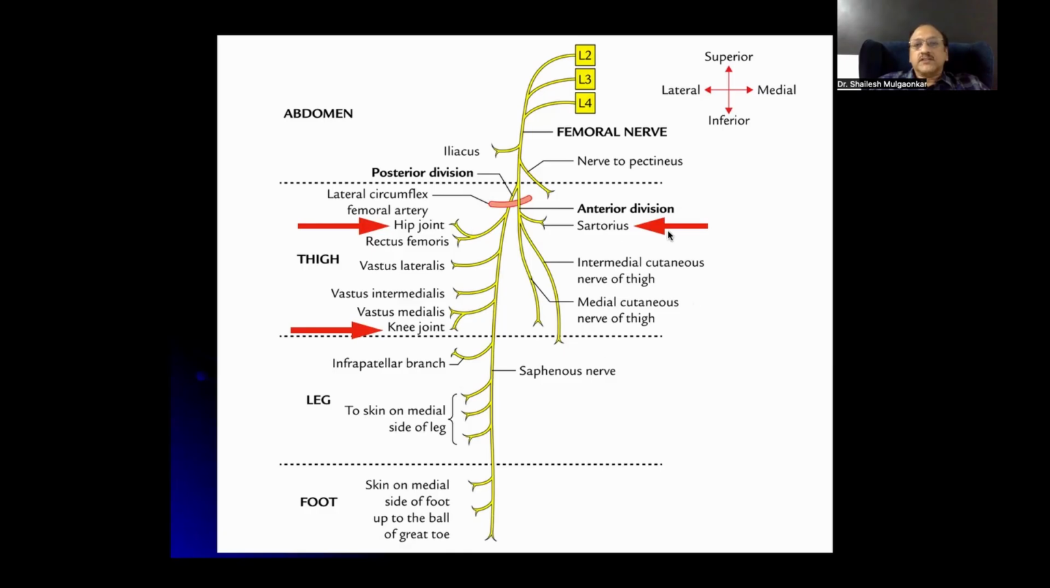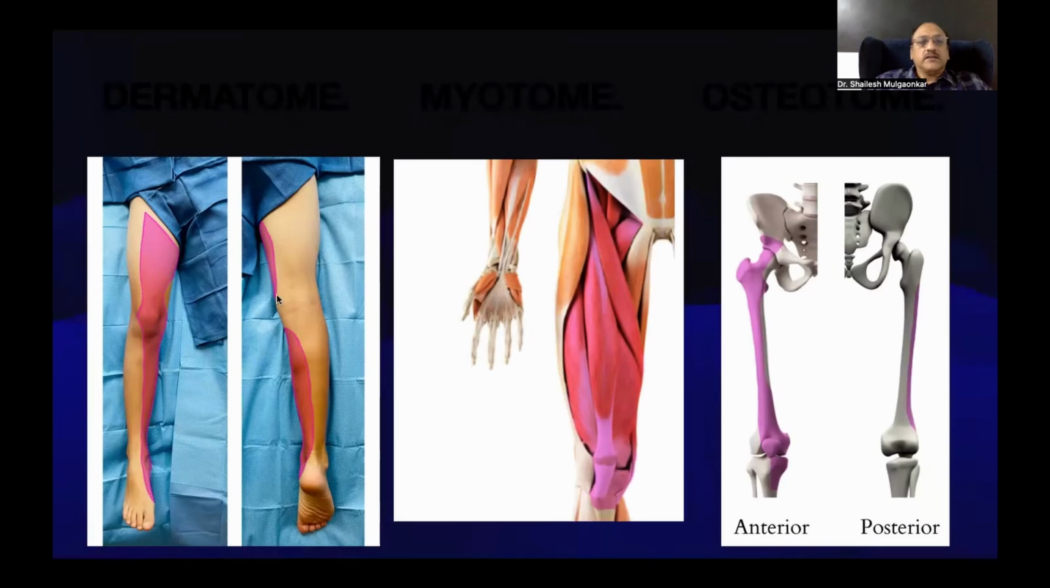Now, just keep in mind that the main purpose of the femoral nerve block is hip joint pain and knee joint pain. So you have to block the posterior division of the femoral nerve, not the anterior division. When we are using a nerve stimulator, just keep this in mind. Now, these are the dermatomes, the myotomes, and the osteotomes of the femoral nerve.